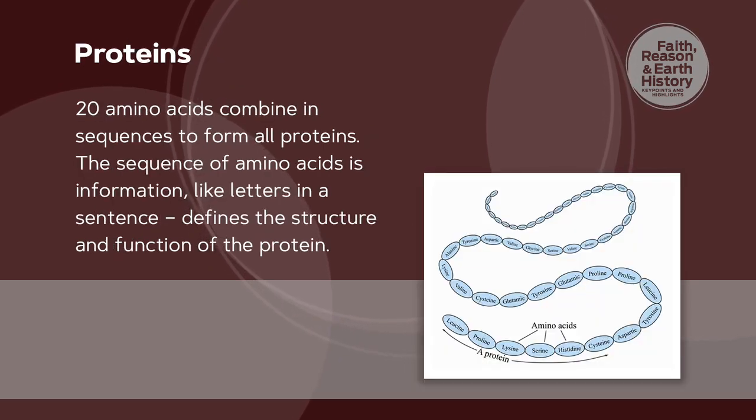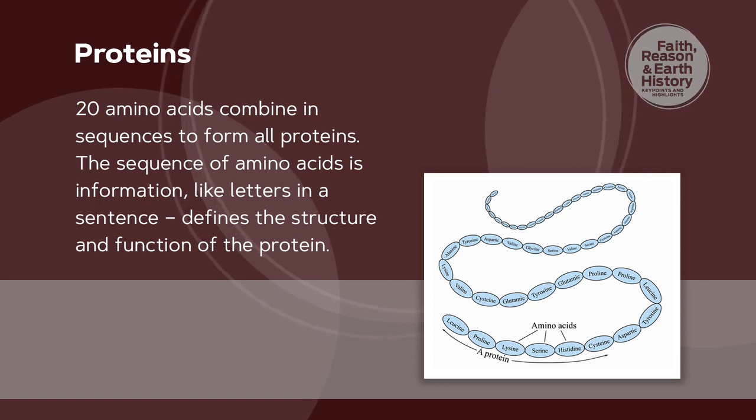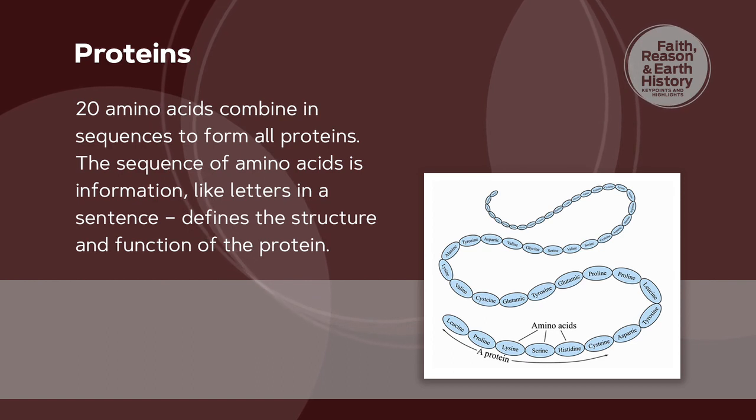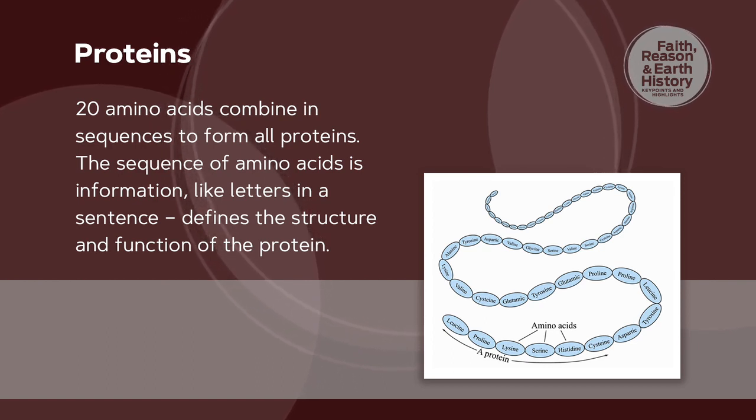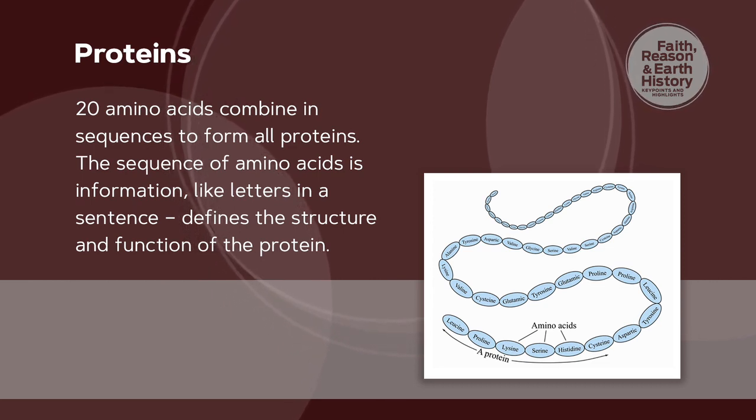First of all, let's consider proteins. There are 20 amino acids which combine in sequences to form all proteins. The sequence of amino acids is information, like letters in a sentence, and this sequence defines the structure and function of the protein. This defines whether it will carry hemoglobin or digest your sandwich or be worthless.